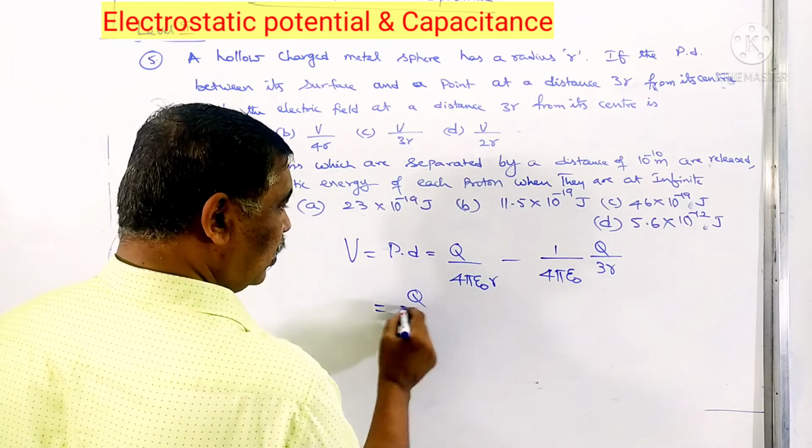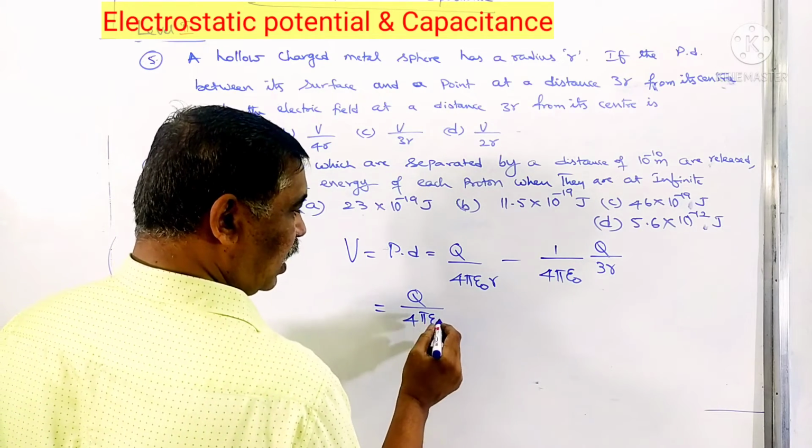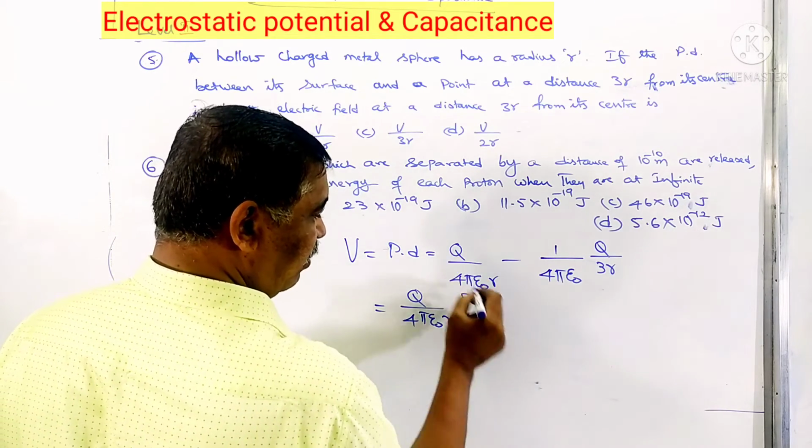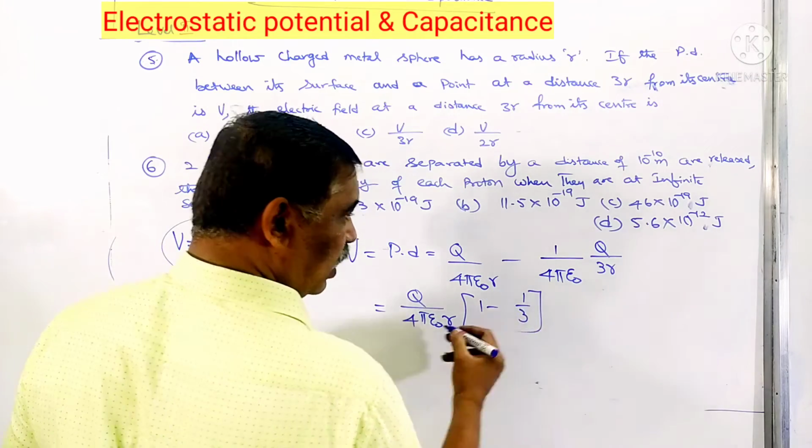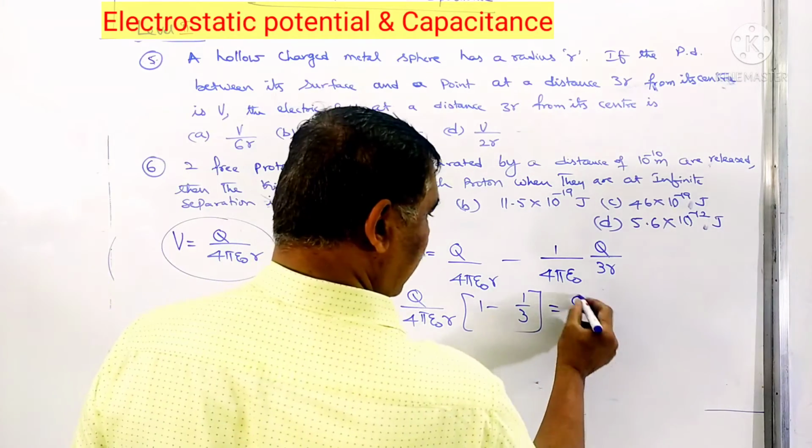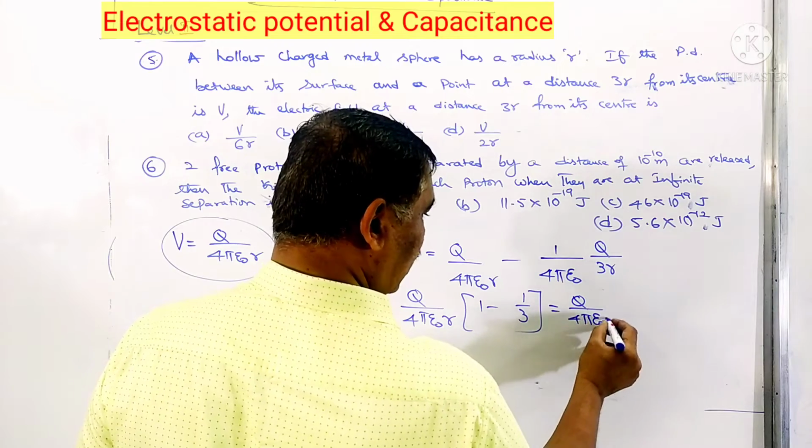Then simplify. Q divided by 4 pi epsilon naught r I take as common. Here I will take coefficient 1. There it is 1 by 3. Simplify this. So I get Q by 4 pi epsilon naught r.